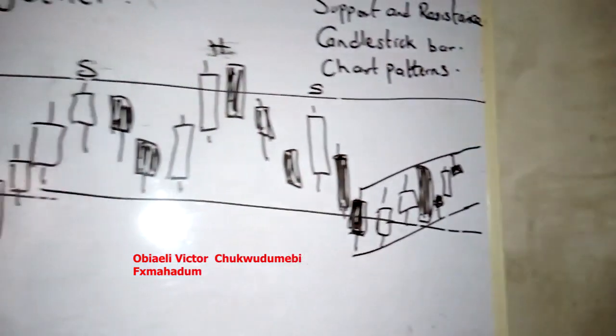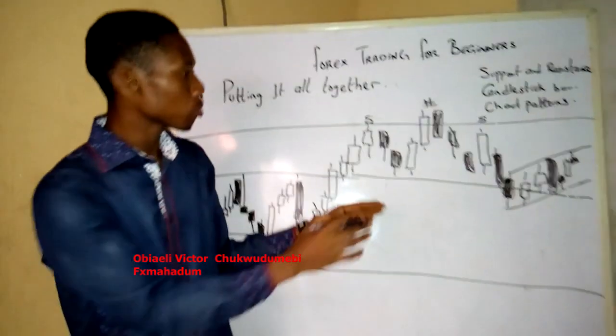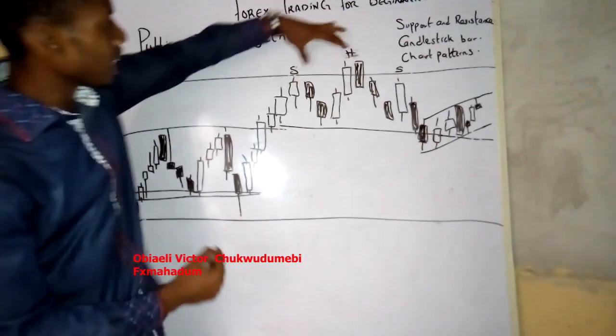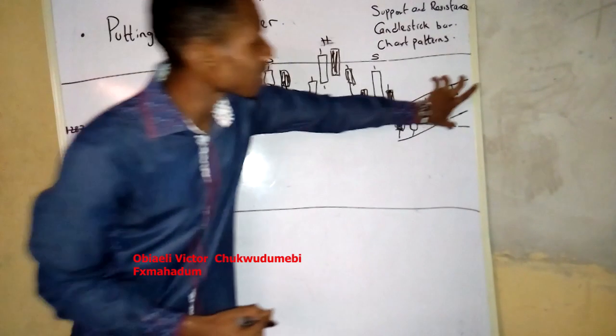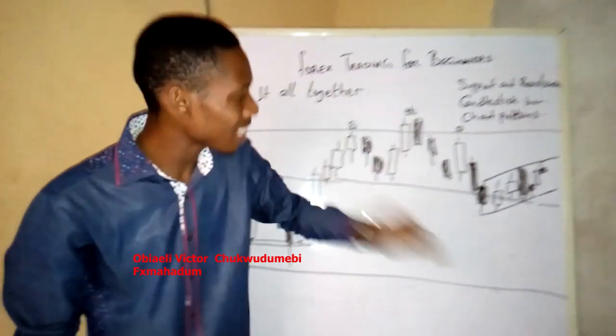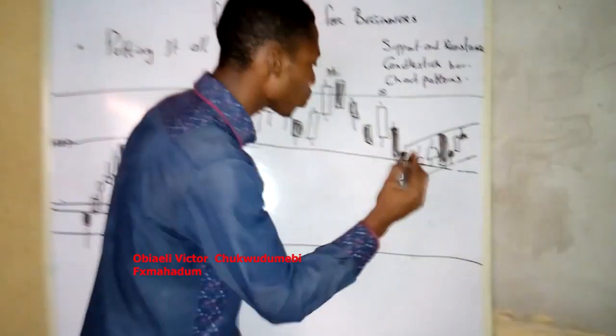Now, when I said there is an inner chart pattern in a chart pattern, I want you to understand what is happening here. This is a double bottom, this is a head and shoulder, and this is a flag formation. When you look at this flag formation, we have a resistance and a support for this flag formation. You need to take note of this.